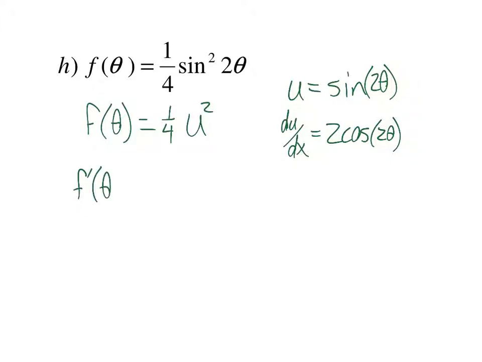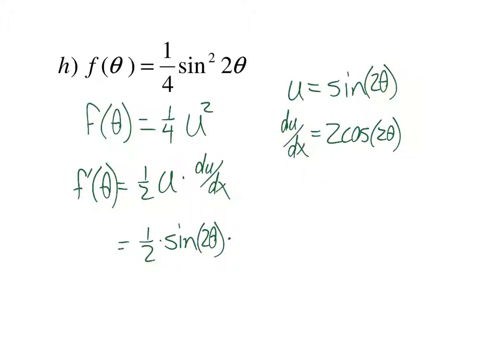So f prime of theta is going to be, now we need to take the derivative of 1/4 u squared. So that's not too bad, right? That's just 1/2 u. Okay? And then I've got to multiply it by the du dx. So it's 1/2 times u. Well, u we said was sine of 2 theta. And then I'm going to multiply that by the 2 cosine of 2 theta, the du dx.